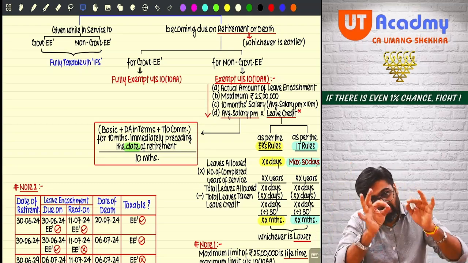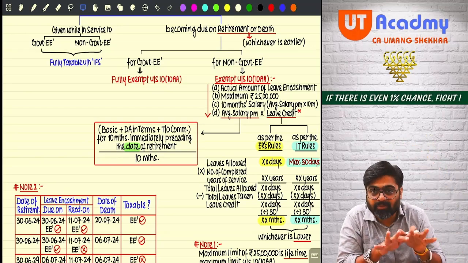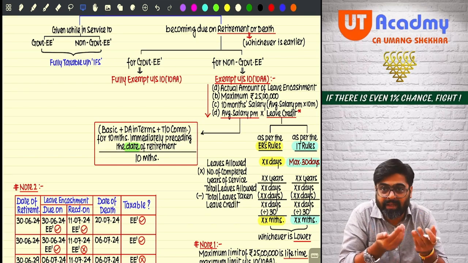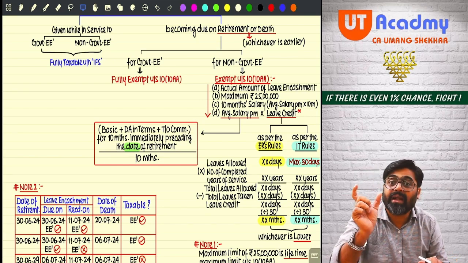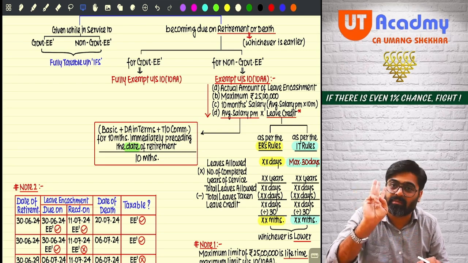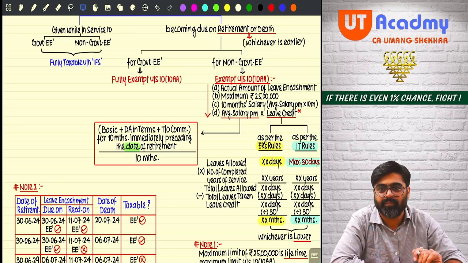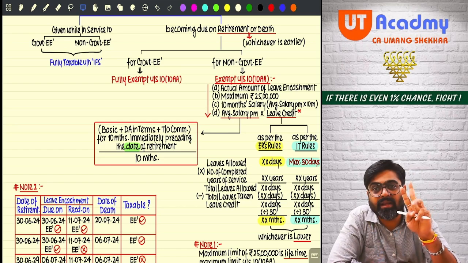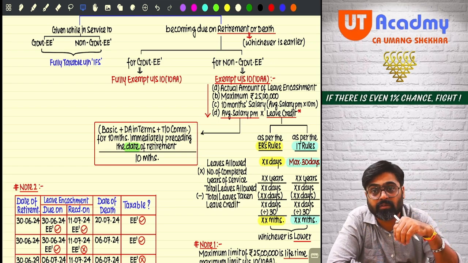You are supposed to do the same thing here, because this is not the limit coming from any law. This is the limit as per the Income Tax Act only. And under the Income Tax Act, if they are telling you to calculate salary for some purpose, that salary will always be basic, DA in terms and turnover commission only. Yes or no? Golden rule. But wait. This is basic, DA in terms, turnover commission for how many months? 10 months. Which 10 months?